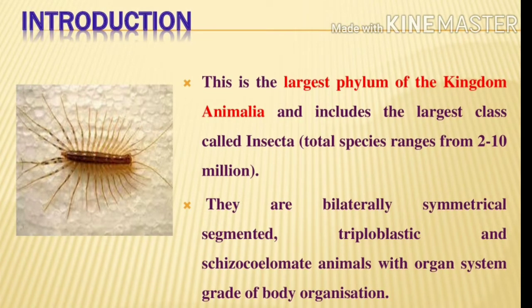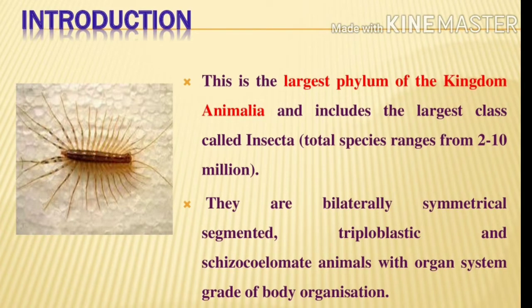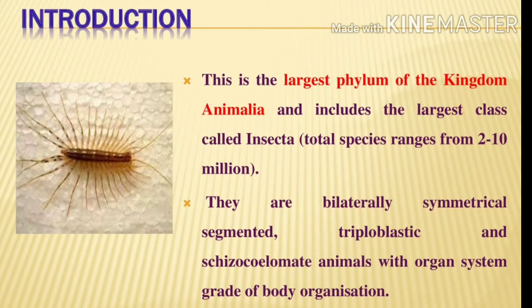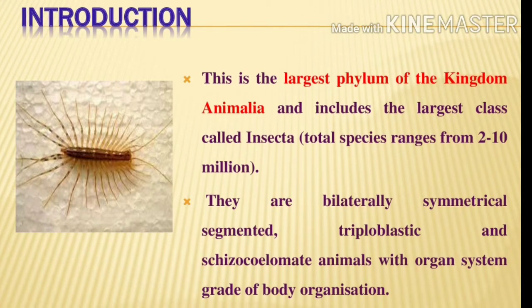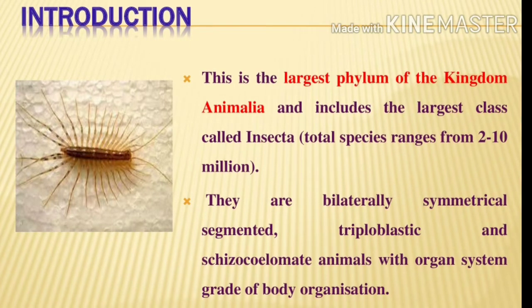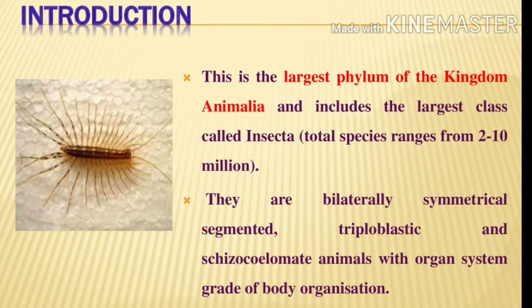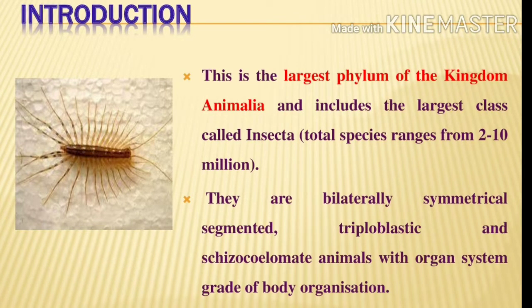This is the largest phylum of kingdom Animalia. Why is phylum Arthropoda called the largest phylum of kingdom Animalia? Because it includes a total of species ranging from 2 to 10 million, including classes of insects. So phylum Arthropoda is the largest phylum of kingdom Animalia.